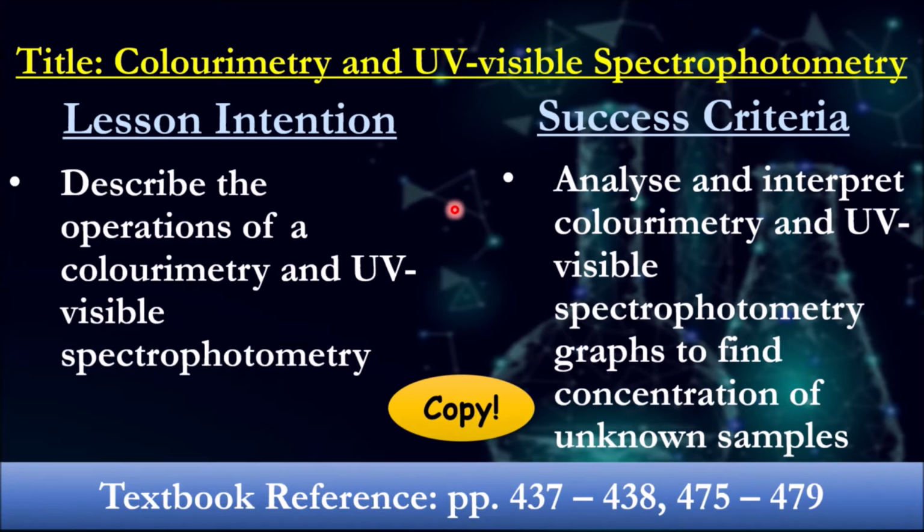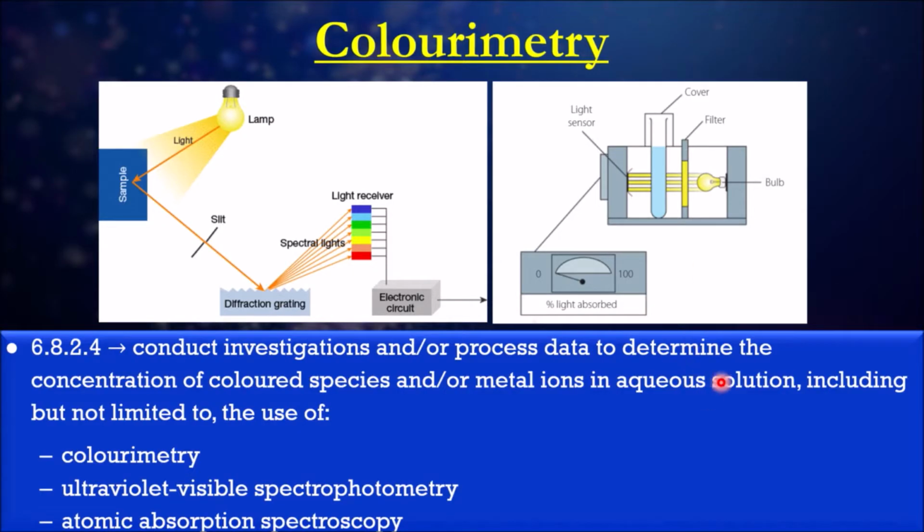By the end of this lesson, hopefully you get an understanding of how to analyze and interpret these particular graphs related to these particular spectrophotometers. If you want to do a couple of further reading, these are your textbook references. So let's start off with colorimetry. Let's firstly look at how to process particular data related to it and also how it functions.